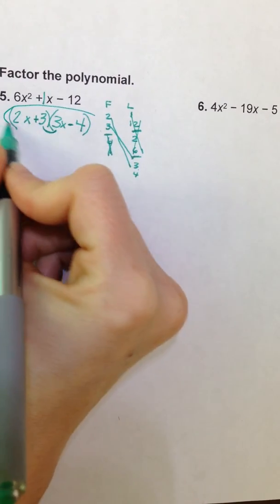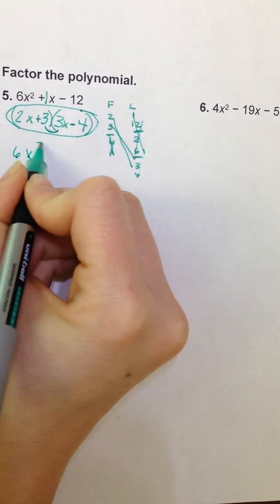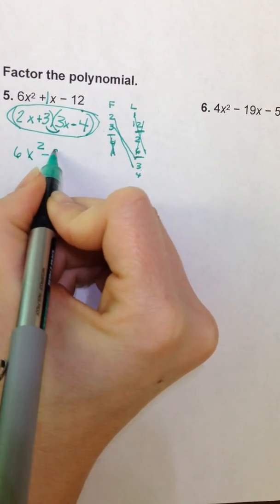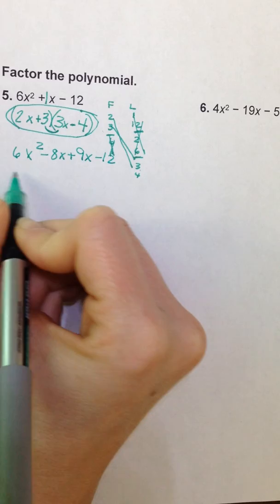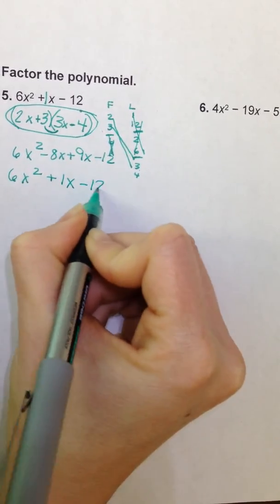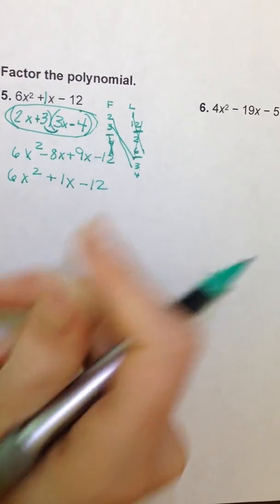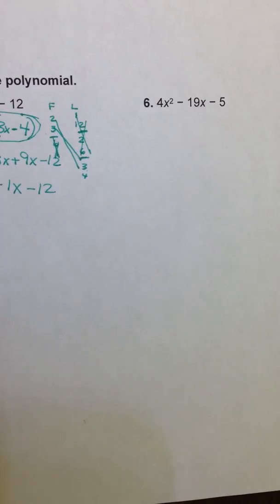Then I would multiply them to check and make sure I've got the correct answer. So I would have 6x squared minus 8x plus 9x minus 12. So 6x squared plus 1x minus 12. So checking those, I know that I am right. Okay, and there you go. We'll check number 6 in class.